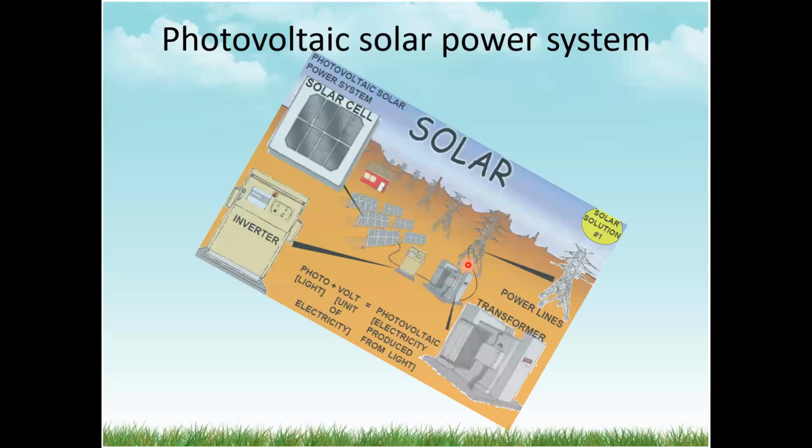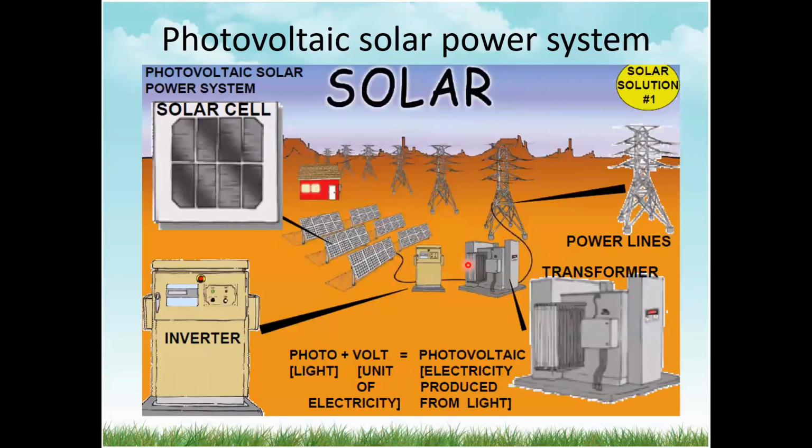Okay, so this is a diagram of a photovoltaic solar power system. We have the solar cells, inverter, transformer, and the power lines. Hopefully in the Philippines, we would increase the solar energy generation. Next we have wind energy.